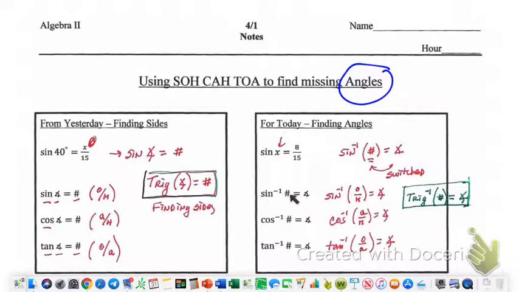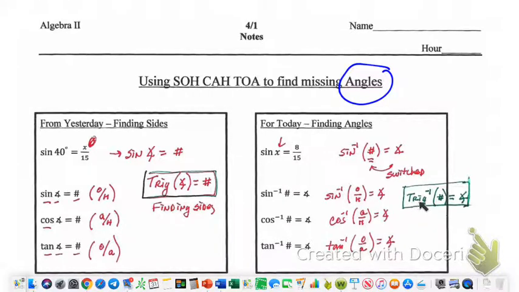Inverse sine of a number equals an angle. And what was this number in here? Well, that's where our opposite over hypotenuse is going to go. Or the inverse cosine of a number equals an angle. Again, what was that number in there? It'll be our adjacent over hypotenuse. Or the inverse tangent of a number equals an angle. What will that number be? It'll be our opposite over adjacent.